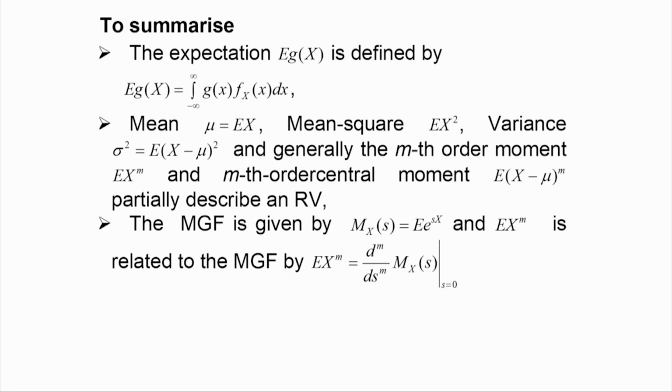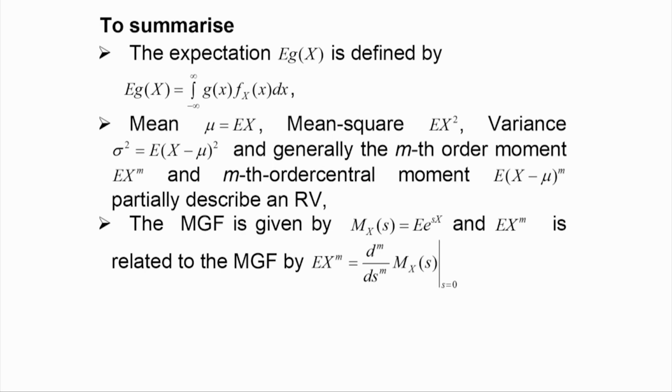Let us summarize the lecture. First, we defined expectation for a function g of x. E of g of x is defined by this integration. So, basically g of x into f x of x, integration from minus infinity to infinity, provided of course this g of x f x should be absolutely integrable.